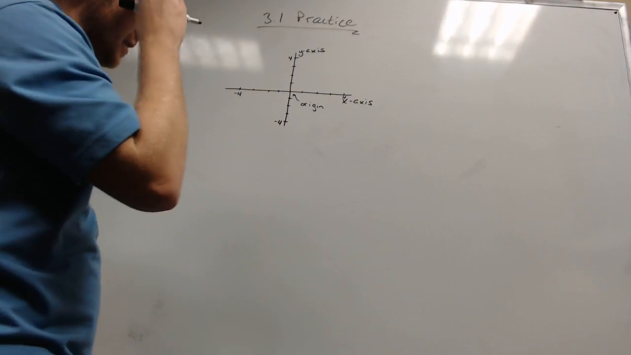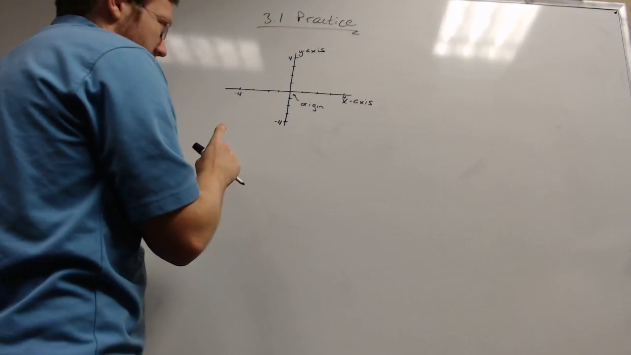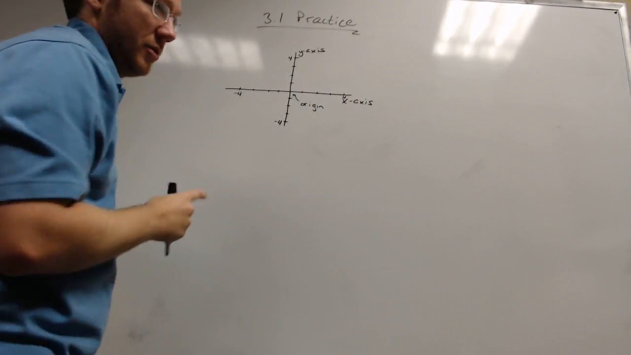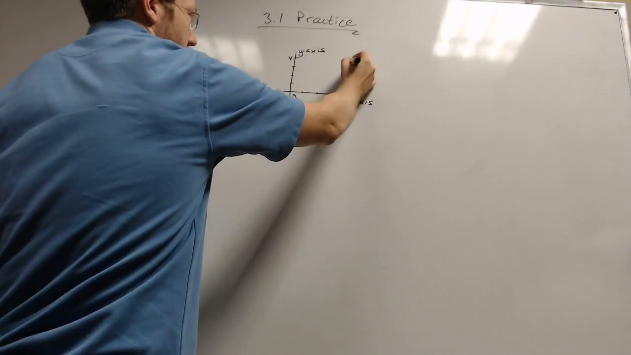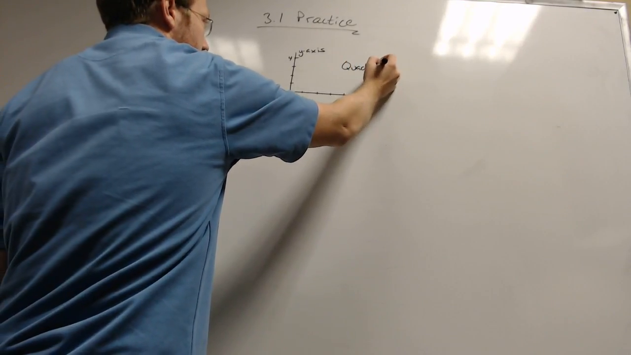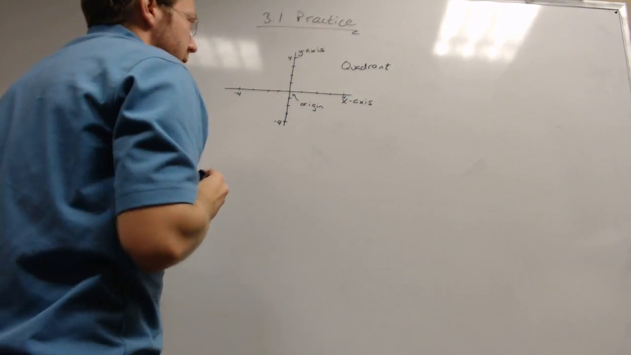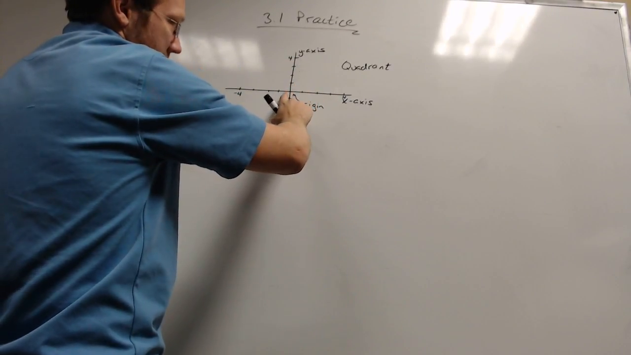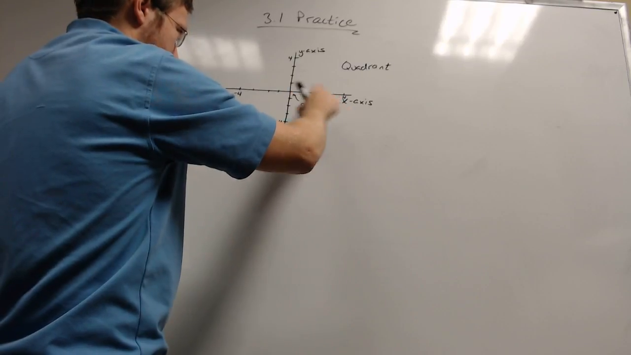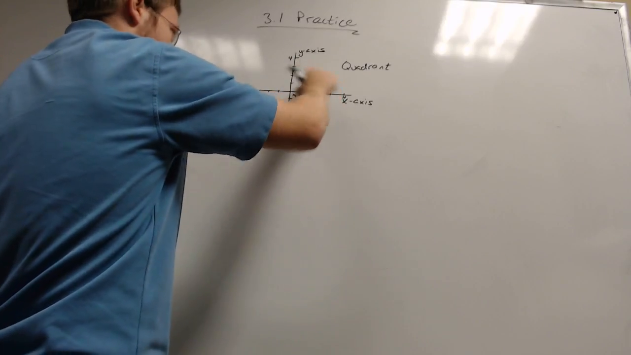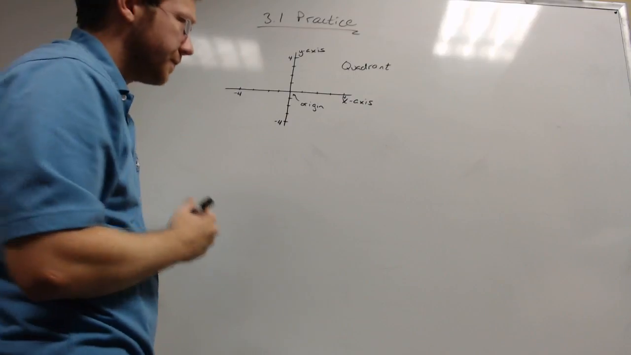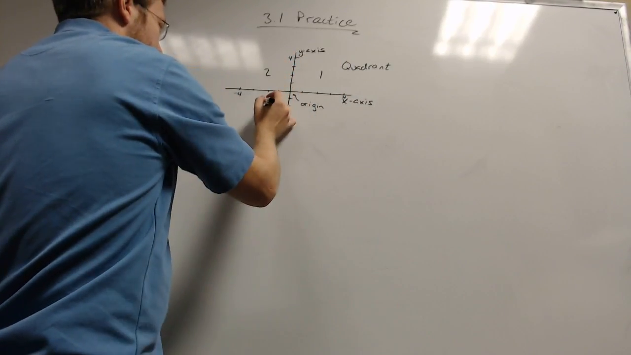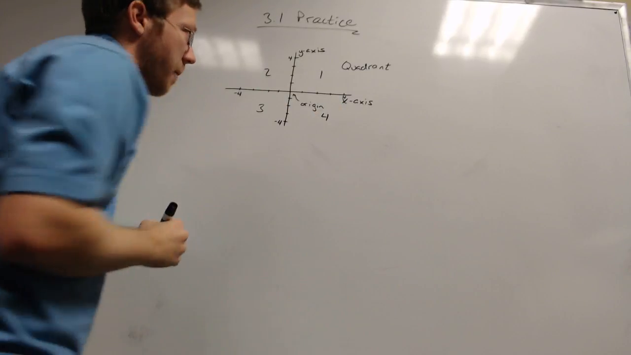Right, so the two axes do split up the graph into 4 separate squares. We call each of those squares a quadrant. And we label the quadrant starting in the upper right. This is where everything is positive. The x-axis is positive, the y-axis is positive. Any point in this quadrant has all positive coordinates. And we call this quadrant 1. And we go counterclockwise, quadrant 2, quadrant 3, quadrant 4.